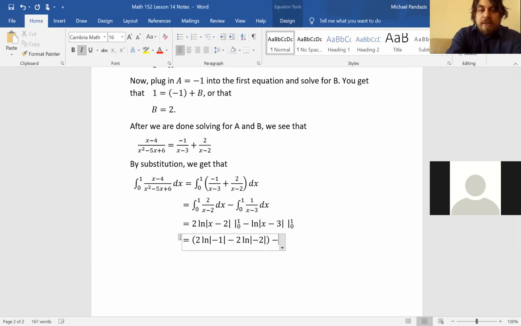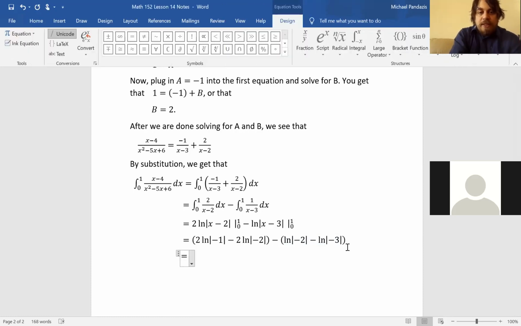Okay, so now this is minus ln of the absolute value of minus 2 minus ln of the absolute value. You plug in 0, right? And you get minus 3. Okay, so these are all the calculations involved. Here, I'm plugging in. So when you plug 1 in here, you get 2 times that ln of 1 minus 2, which is minus 1, and then minus 2 times ln of 0 minus 2, which is ln of absolute value minus 2, minus then plug in 0.